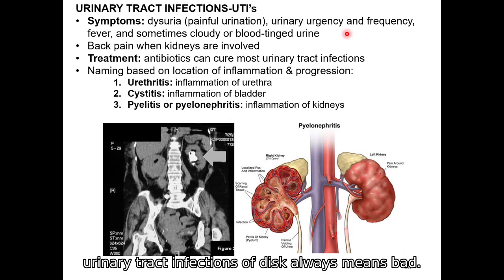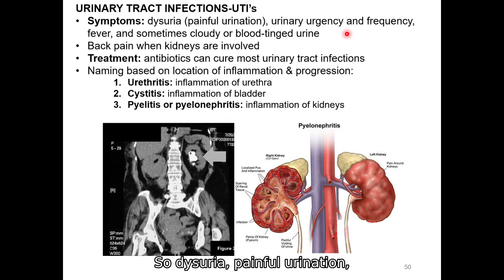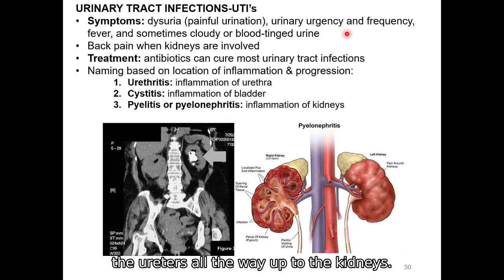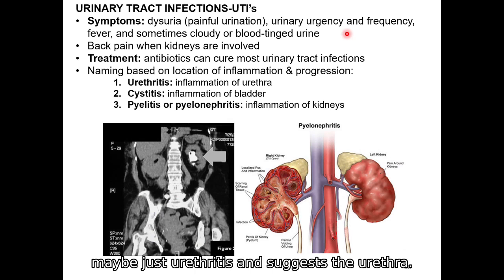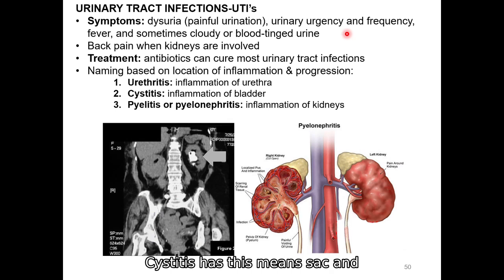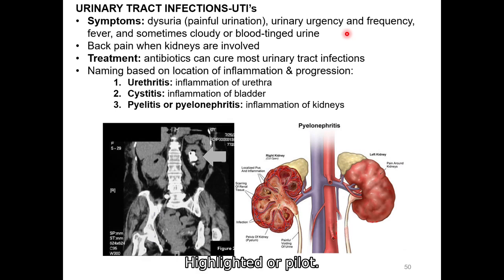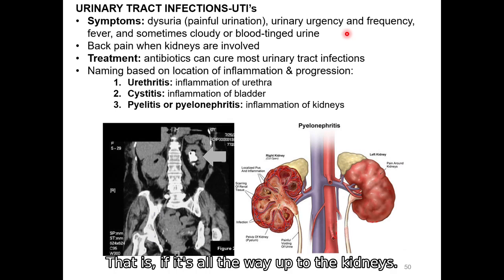As far as symptoms of urinary tract infection, dys always means bad. So dysuria, painful urination, urgency, increased frequency. Sometimes people don't always get a fever, but they could. If it goes all the way up, because an infection can work its way up from the urethra to the bladder to the ureters, all the way up to the kidneys, the infection gets named based on location. It could be just urethritis, so just the urethra. Cystitis, because cyst means sac, and the bladder is a sac, that's inflammation in the bladder. Pyelitis or pyelonephritis, it's telling you nephrons, that is if it's all the way up to the kidneys.